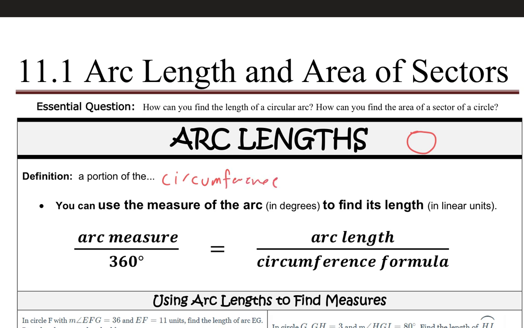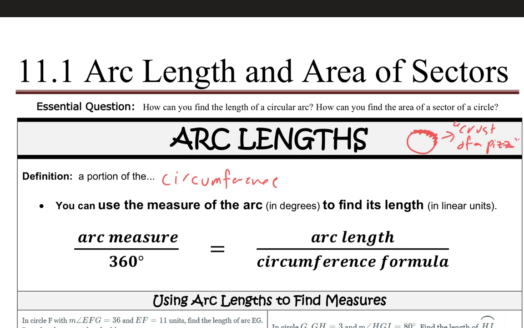Okay, so since it's a part of that, we can think of it like the crust of a pizza.